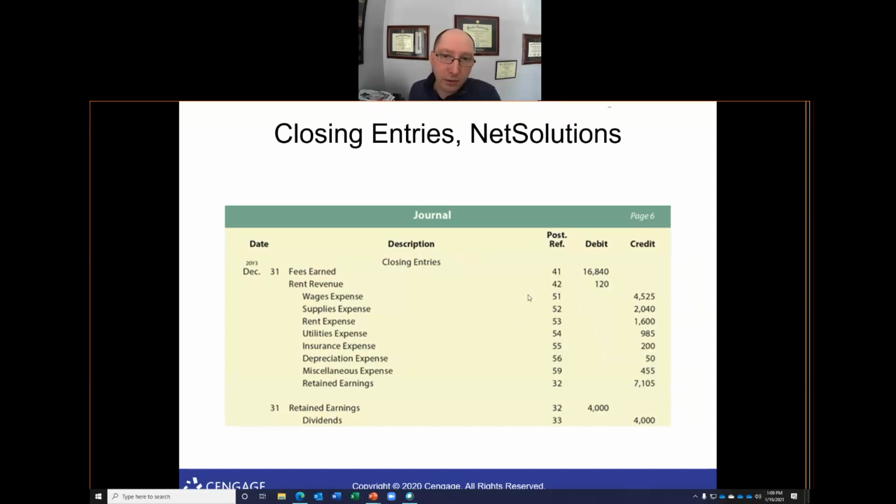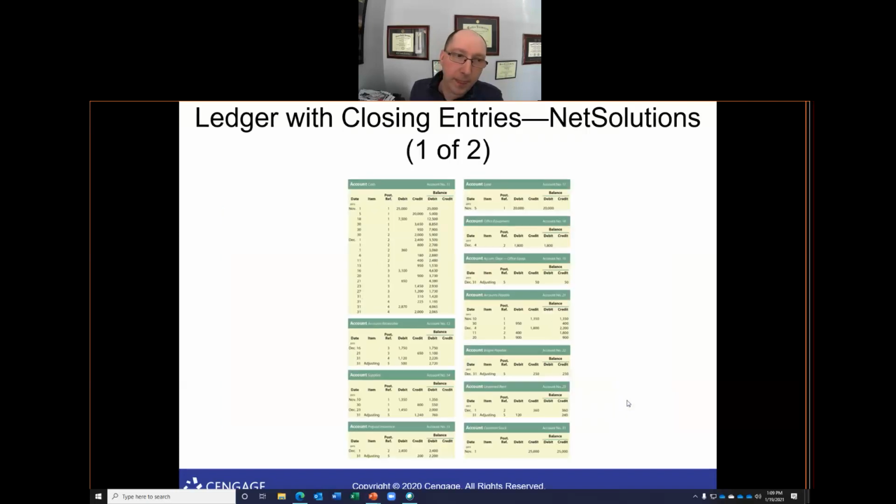And here's how the closing entries look. Remember, debits must also equal credits. This is the closing entry. We debit fees earned and any other revenue. What that does is it reduces the revenue. We credit all of our expenses. What that does is it wipes out all of our expenses. Then we debit retained earnings and we credit dividends. And what you're doing by making those two entries is you're transferring all of that to your retained earnings statement.